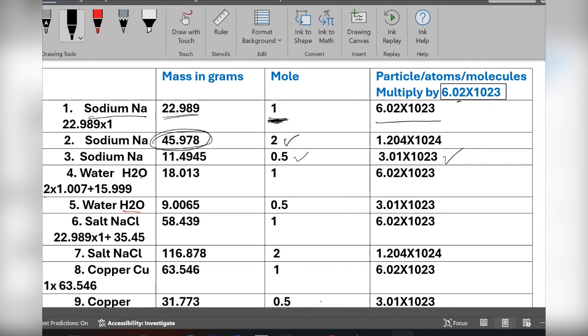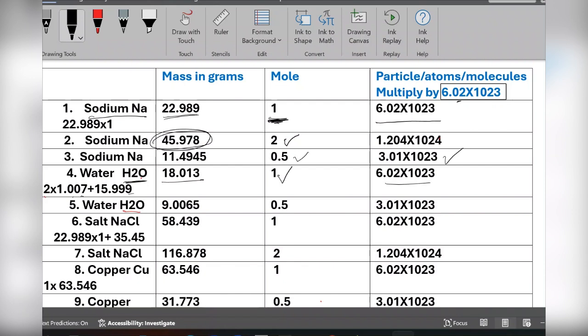Now, question number 4, water H2O, we know 1 mole. Always start from mole, 1 mole. What is the mass of 1 mole of water? Go to the periodic table, find the molar mass of hydrogen, which is 1.007. There are 2 atoms of hydrogen. Therefore, what you did? Multiply by 2 plus molar mass of oxygen. Oxygen is 1, so 15.999. Add both of them. You got 18.03. This number multiplied by 1, we got this. How many particles or atoms? 1 multiplied by this number, we got this.